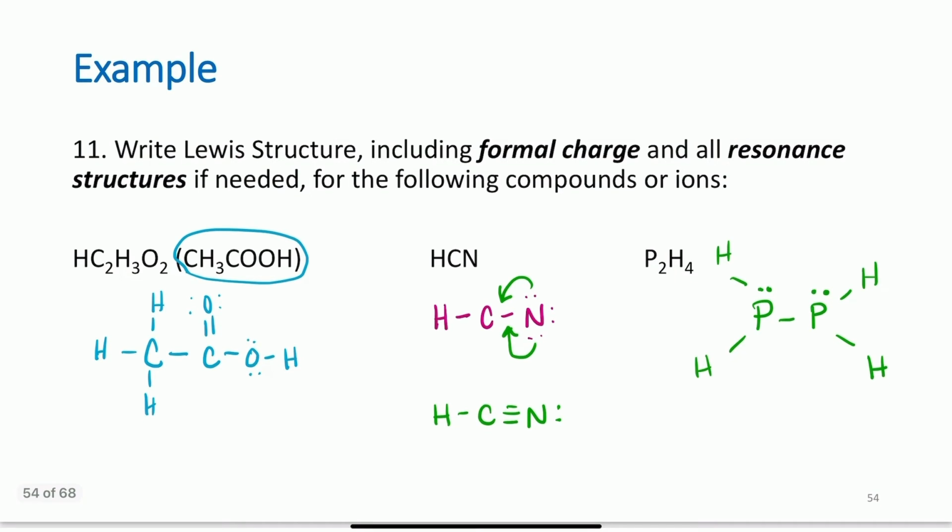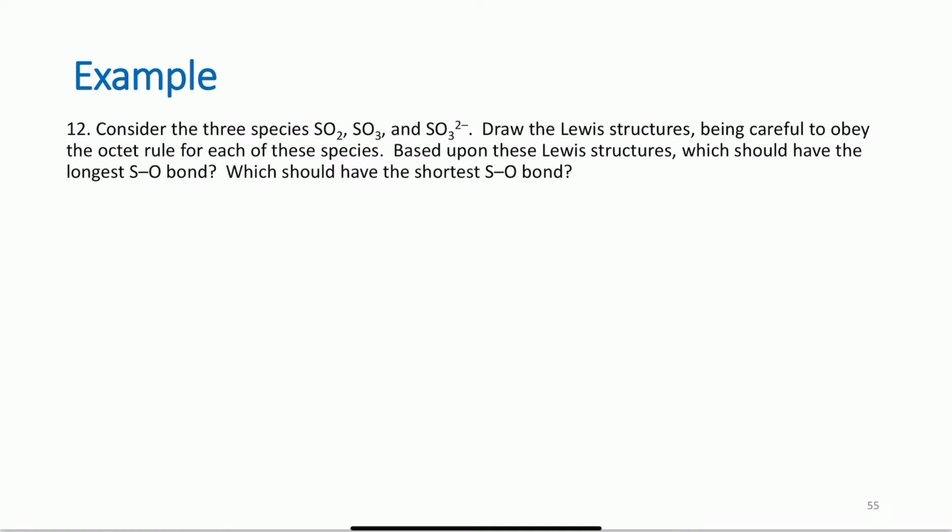Number 12 is definitely a more complex problem. So consider the three species, SO2, SO3, and SO3 2-. Draw the Lewis structures, being careful to obey the octet rule for each of these species. Based upon these Lewis structures, which should have the longest SO bond? Which should have the shortest SO bond? So let's go ahead and just draw out their Lewis structures first.